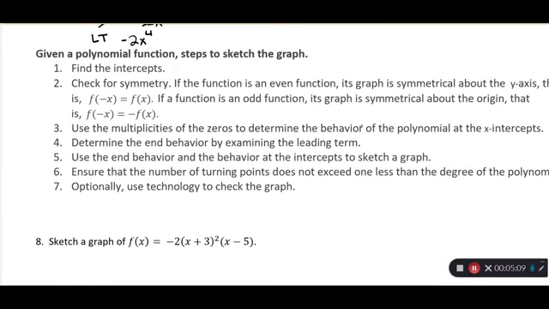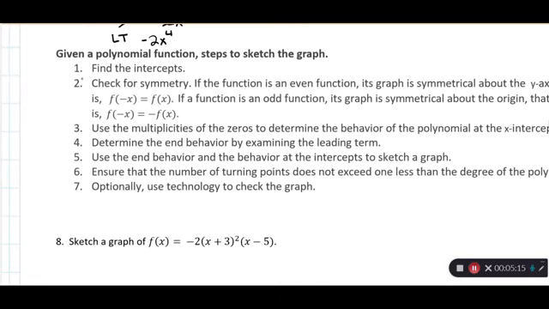Let's talk about sketching polynomial functions. Yes, we have some steps here. I'm going to say we'll deal with some symmetry later. We don't have to prove symmetry at this point in the course. So you can take a pause on the checking for symmetry algebraically.